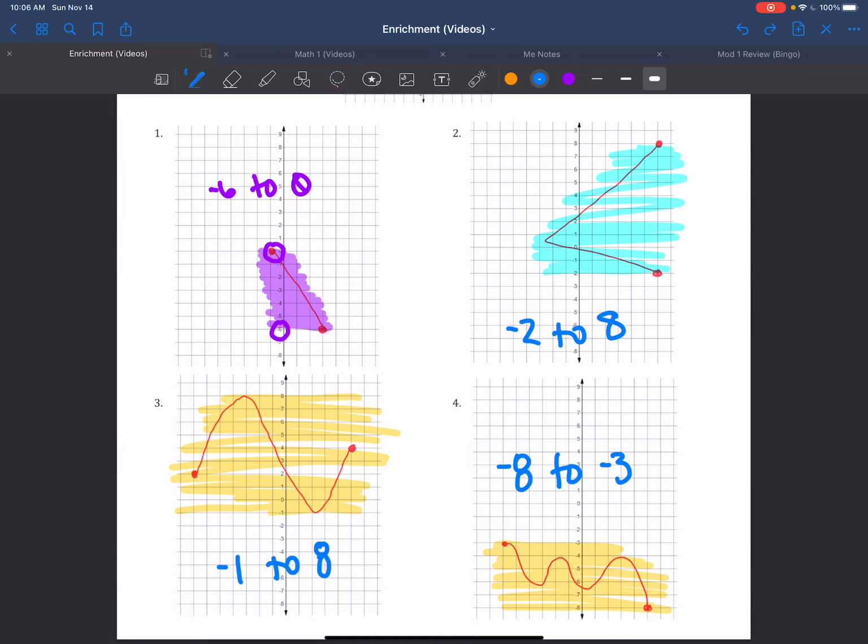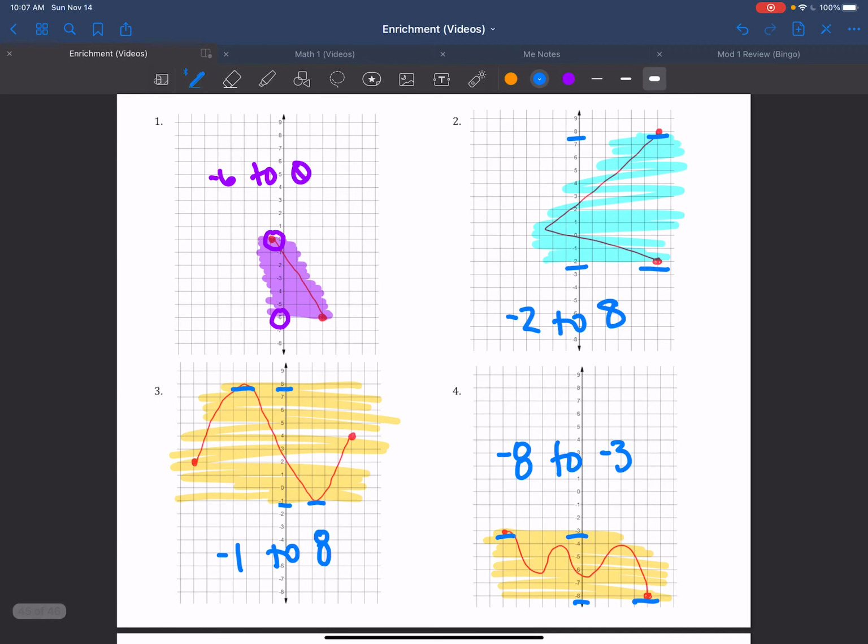So in number 2, our bottomest bottom was here at -2, and it went all the way up to +8. In number 3 here, our bottomest bottom was at -1, and our tippiest top was at 8. In number 4, our bottomest bottom was at -8, and our tippiest top was at -3.